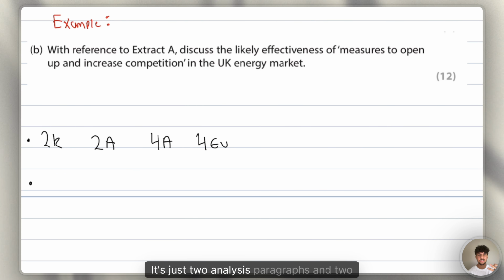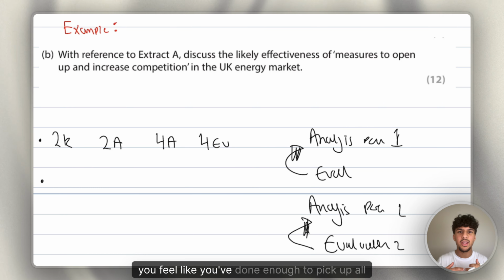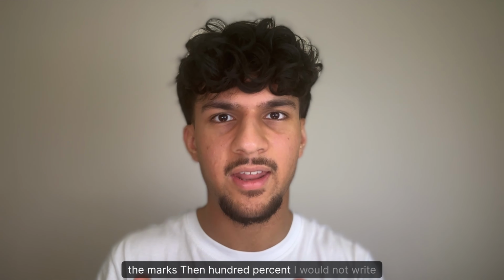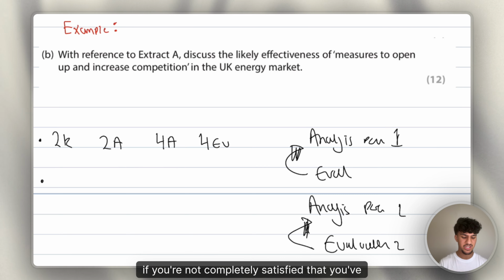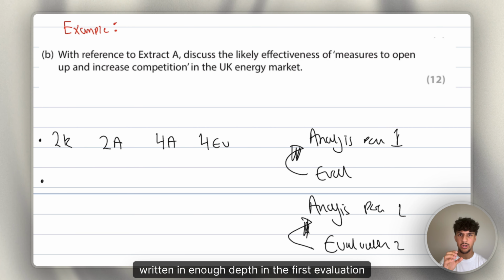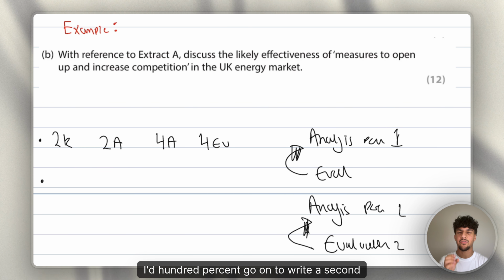Now, you don't strictly have to follow this, as there are 100% exceptions to this rule. I've seen hundreds of student scripts, and some students will do 2 analysis paragraphs and only 1 evaluation and still pick up full marks. And why is that? Because if we look at the mark breakdown, where there's 4 evaluation marks, if you've written, for example, your analysis paragraph 1 and an evaluation, and you feel that evaluation is really in depth, you feel like you've done enough to pick up all the marks, then 100% I would not write another evaluation paragraph. However, if you're not completely satisfied that you've written in enough depth in the first evaluation paragraph, I'd 100% go on to write a second evaluation paragraph.